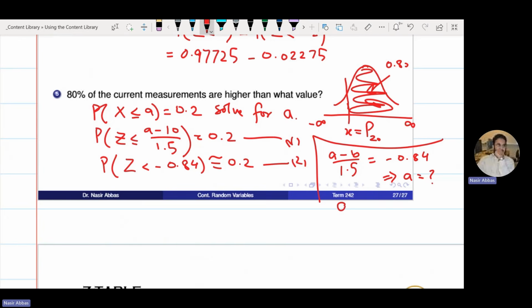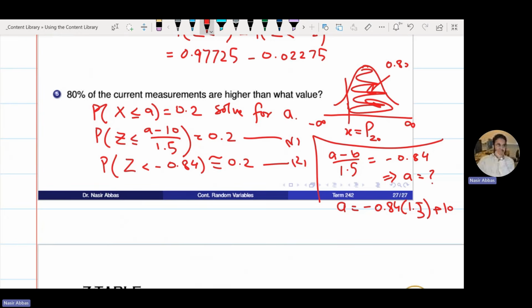Look at the expression. Your a is -0.84 times 1.5 plus 10. What are you doing? Whatever you did, you're reversing that. You subtracted the mean here, you are adding it back. You divided by the standard deviation here, you're multiplying it back. So this step is called standardization. This step is called de-standardization, converting back to the actual units of x. Clear?